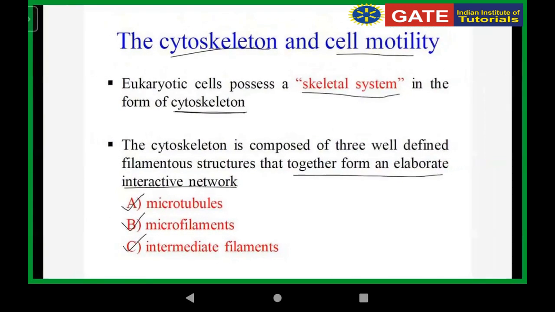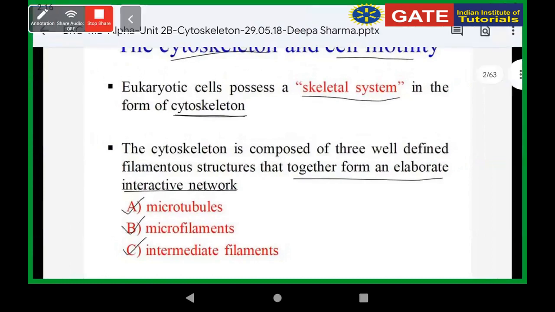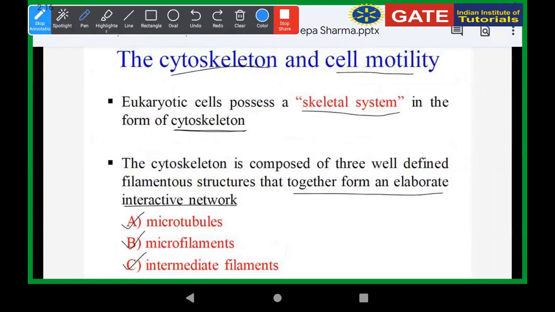Let's continue the next topic, cytoskeleton and cell motility. And Snigdha, regarding the study materials, we'll share them with you separately. Refer to those materials. Okay, ma'am.